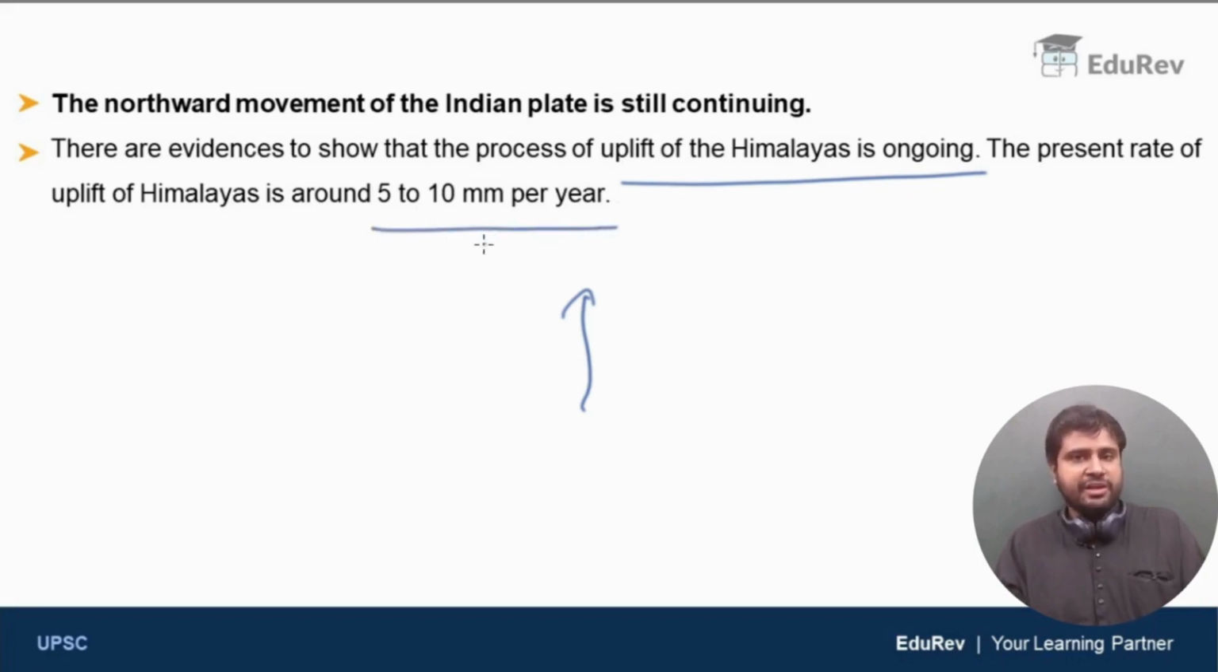So the thing we have to understand here is that the Himalayas, which are already the highest mountains in the world, are still growing in height at a rate of 5 to 10 millimeters per year. So why are the Himalayas growing in height? Because the Indian plate is still moving ahead into the Eurasian plate and subducting under it. Clear? So due to this forward movement and subduction, the uplift of Himalayas is an ongoing continuous process. And it is expected to grow like this for many more million years to come. So that is how Himalayas have formed.